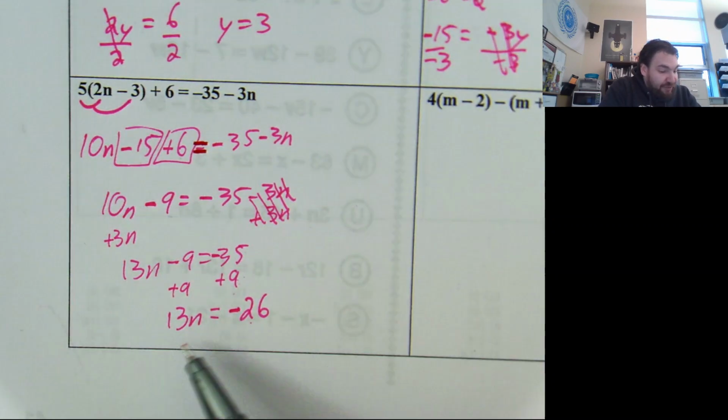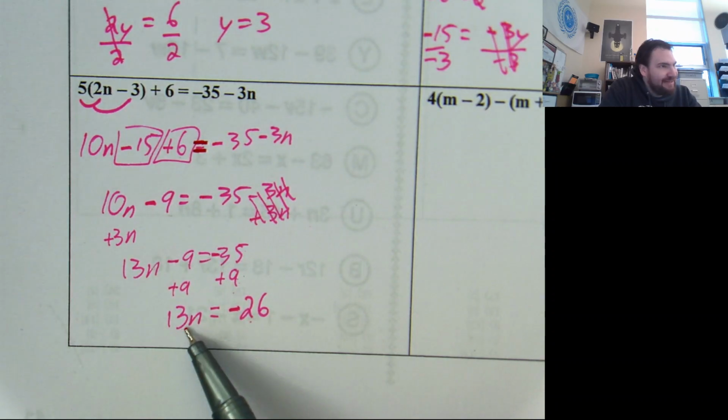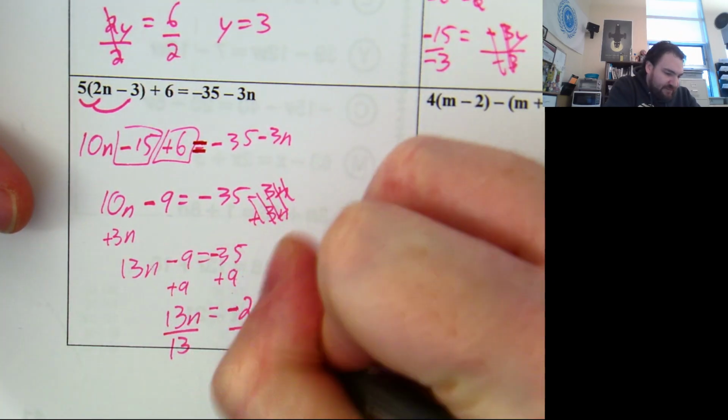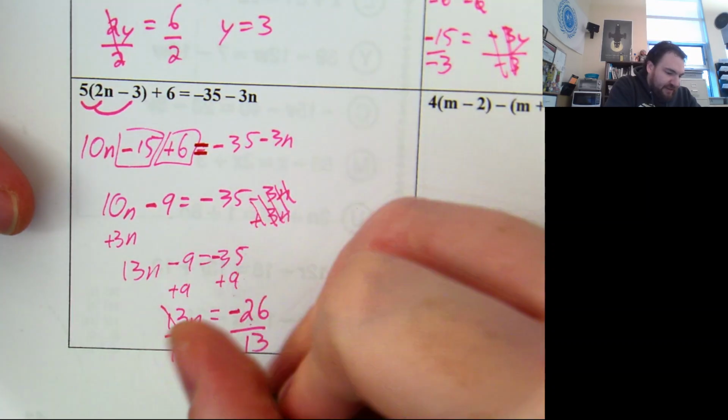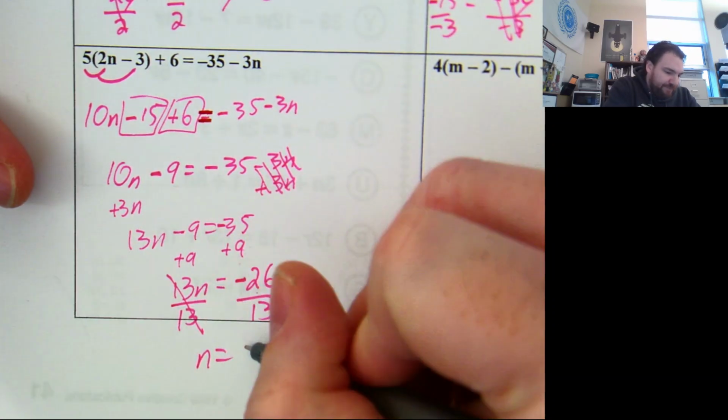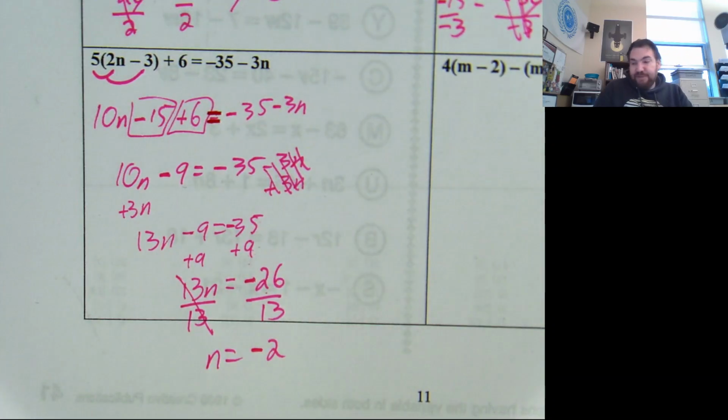So now I've got 13n, which is 13 times n. To undo the timesing of the 13, I divide. 13's cancel, and we're going to get n equals negative 2. You betcha.